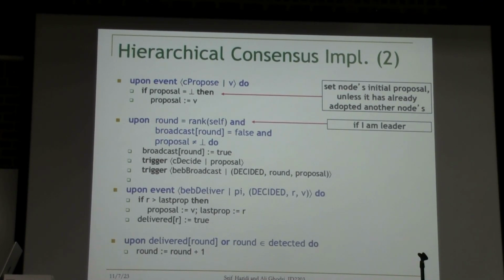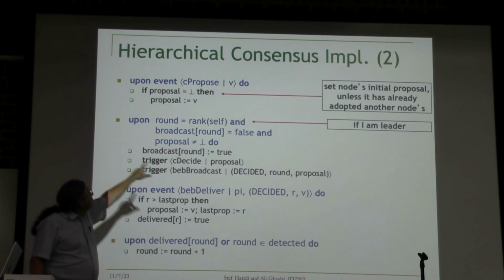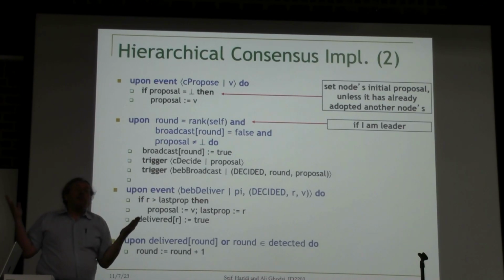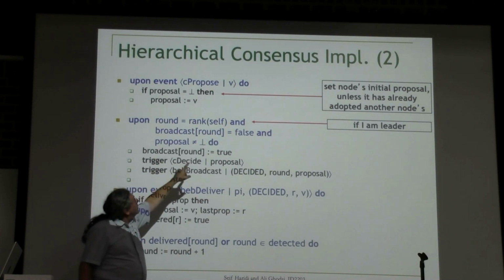So first of all, the round number is equal to the rank of self, me. That means I am the boss. My number is the same as the round number. So then I have the right to decide. Okay? Also, I'm only going to broadcast once.